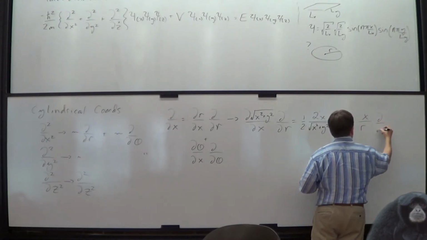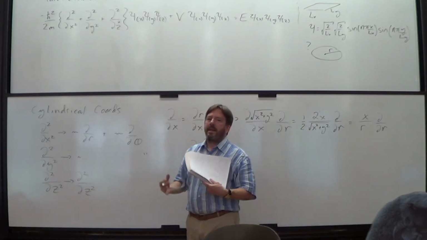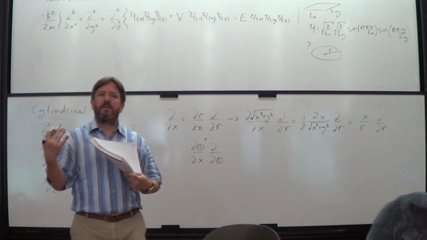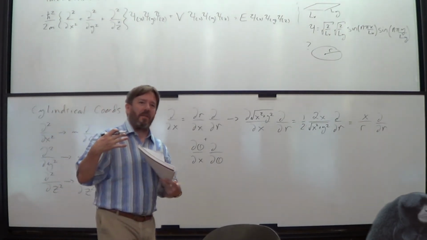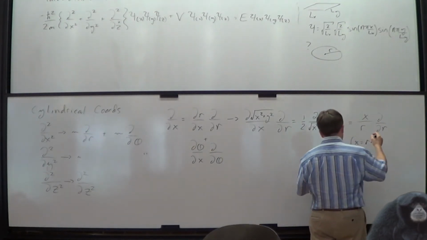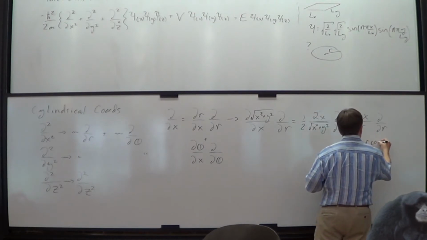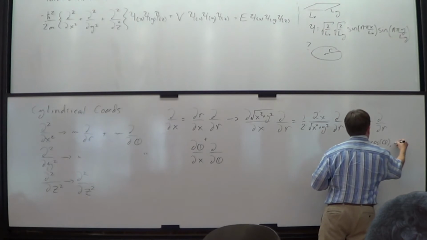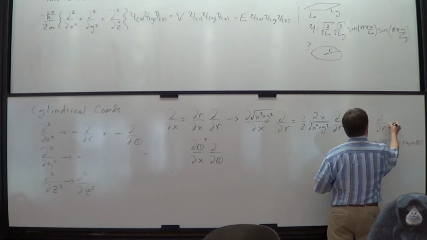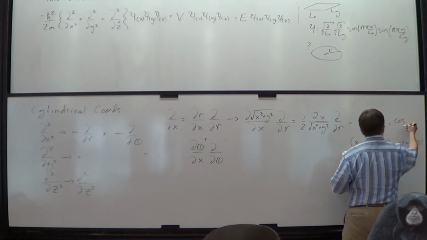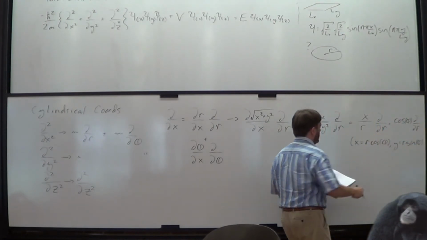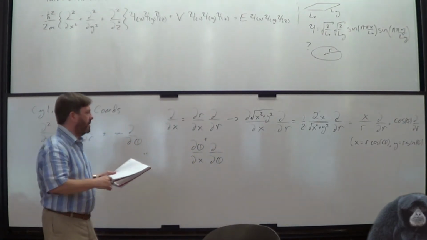Here's something that got people, at least at the undergrad level when I taught this last. They get here and they stop. The screw up is that this isn't in cylindrical coordinates. X is Cartesian. That is not the purpose. Then you have to remember things like X is R cos phi, and Y is R sine phi. So you end up with cos phi dr. The R's canceled. X is r cos phi, so it's just cos phi dr.